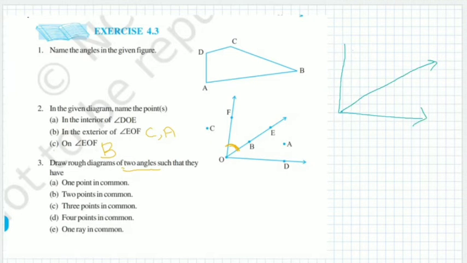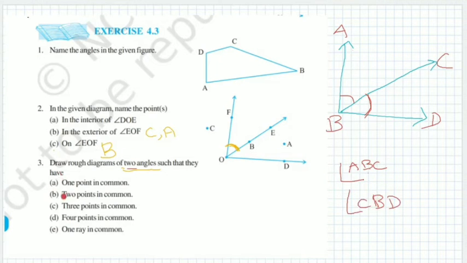You draw a rough figure like this. You can name them A, B, C, E. This is one angle, this is the other angle. So first you have to name the angles because they've asked for 2 angles. So first angle will be angle ABC. See, B is the vertex, so B should always be in the middle. The next angle will be named angle CBD. B should be in the middle.